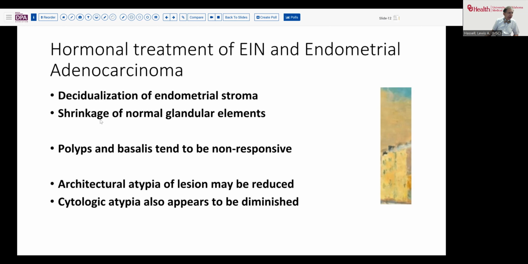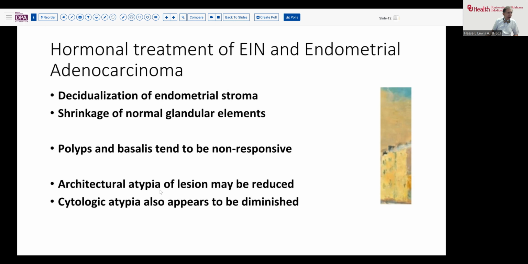Along with that, the hormonal effect will be to shrink down and make very atrophic looking, much smaller than normal glandular elements. Now, tissues that may not respond to that would include some polyps. The endometrial basalis, those would not normally respond, and so those may be found in follow-up specimens.